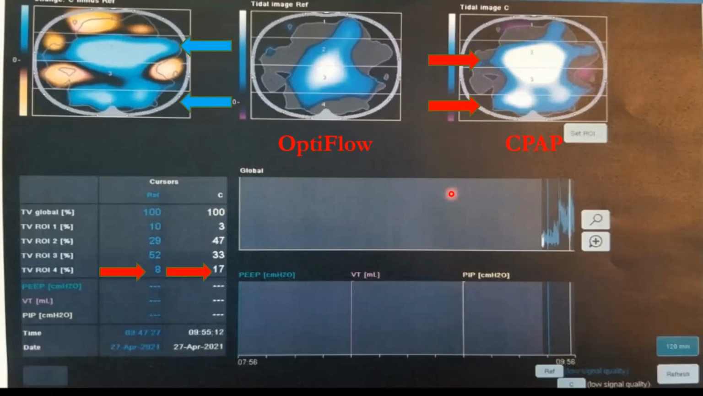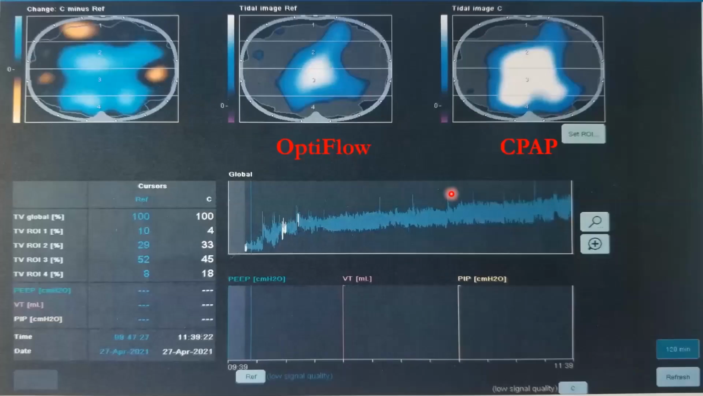And I kept it on, and this is what it looks like after 2 hours. Very even distribution of ventilation. This is represented here in blue. And you have the functional residual capacity. We weren't connected to a Drager ventilator, so we didn't really have the numbers here, but this upward trend means that we're also recruiting end expiratory lung volume, 8 to 18% at the dorsal region.